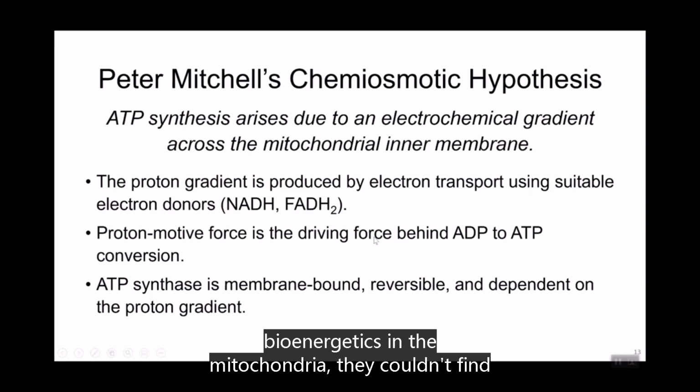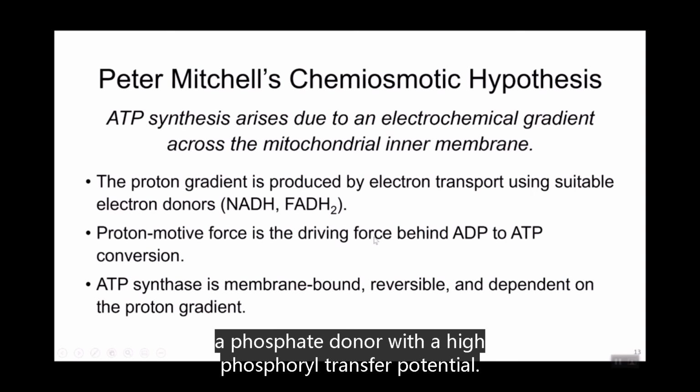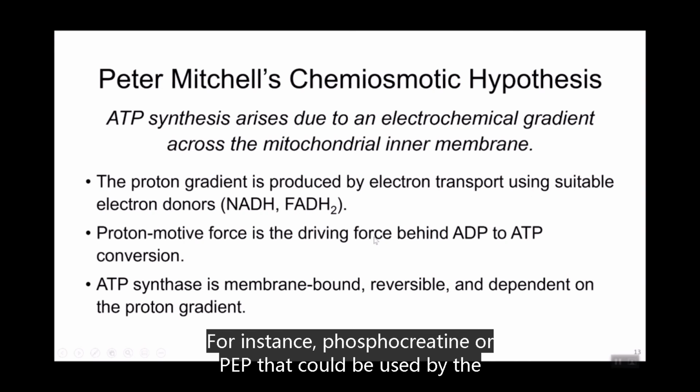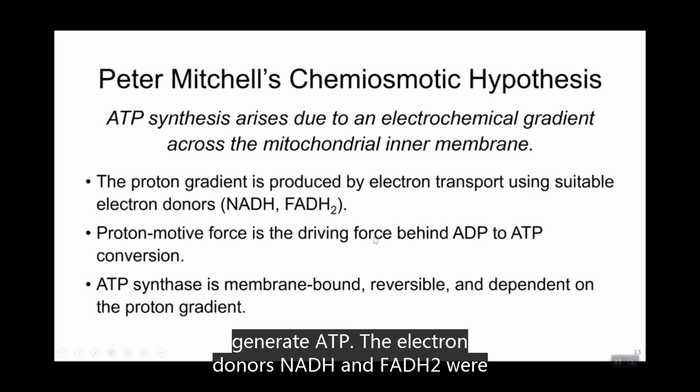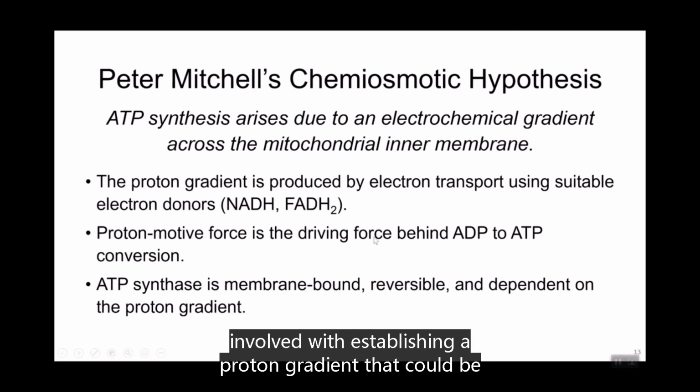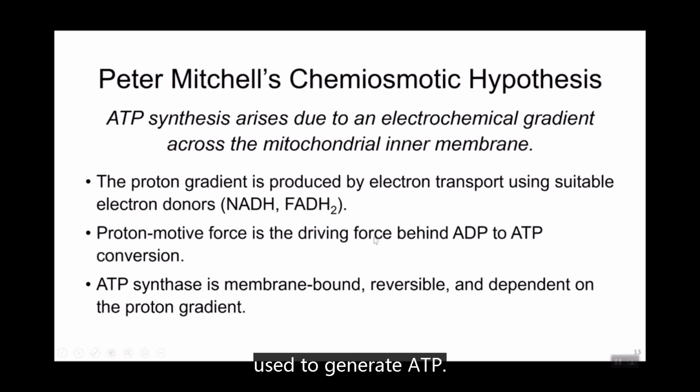When they were studying bioenergetics in the mitochondria, they couldn't find a phosphate donor with a high phosphoryl transfer potential, for instance phosphocreatine or PEP, that could be used by the electron transport chain to generate ATP. The electron donors, NADH and FADH2, were involved with establishing a proton gradient that could be used to generate ATP.